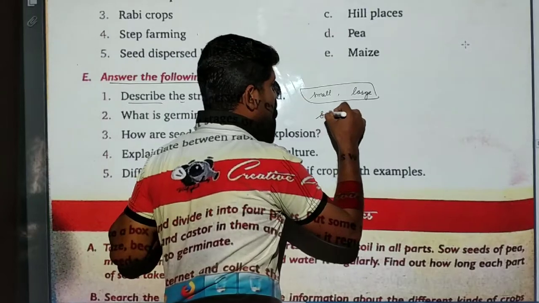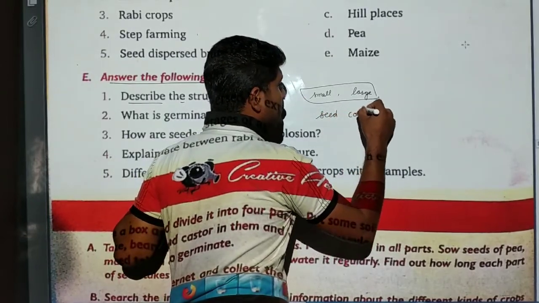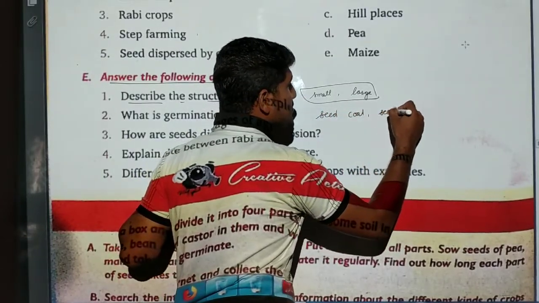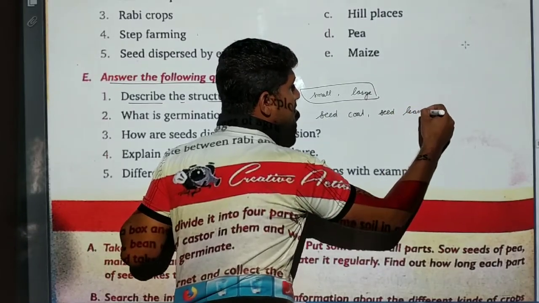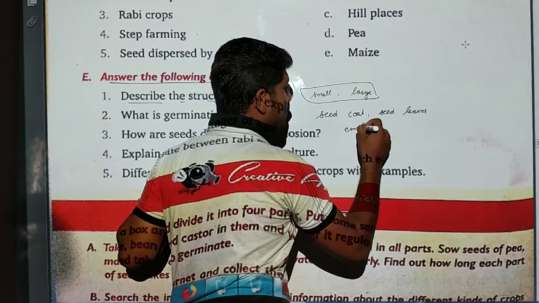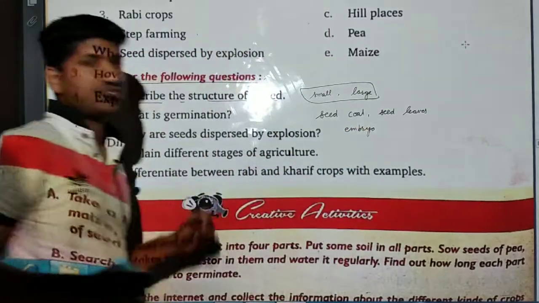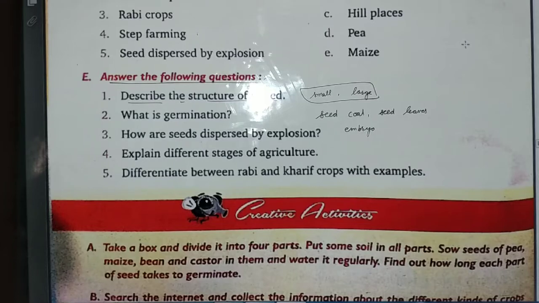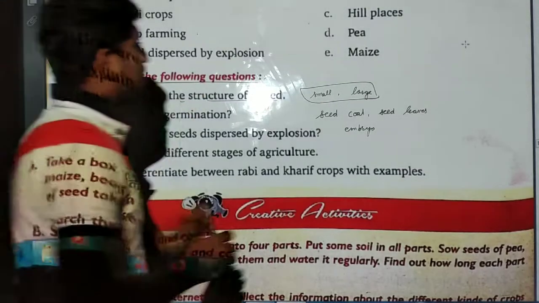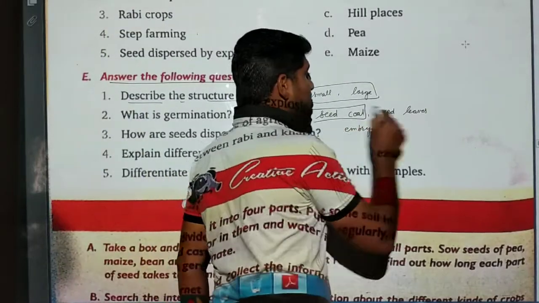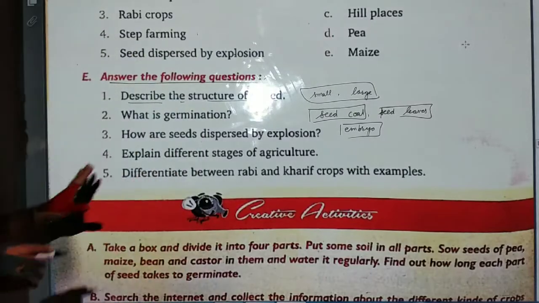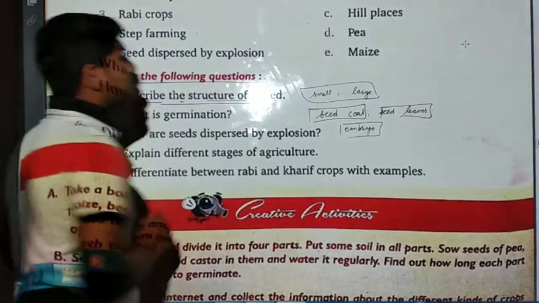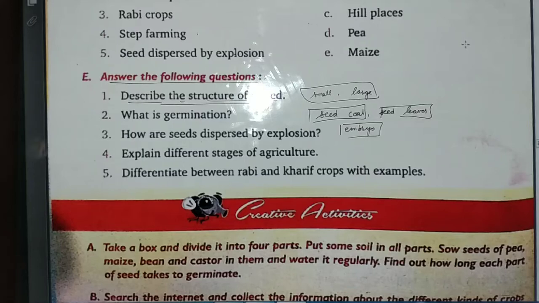A seed contains three main parts, that is seed coat, seed leaves and embryo. So all these parts we have discussed in this chapter. What is seed coat, what is seed leaves, what is embryo. So this is the structure of the seeds.